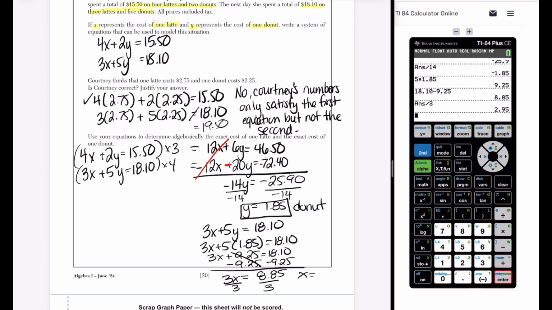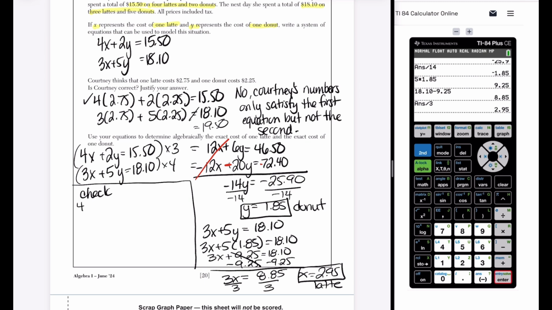And I get x is equal to 2.95. That is my latte. There we go. So now I want to do a check. I know what my donut costs. I know what my latte costs. So I'm just going to go and check into both equations again. Just so I have it.